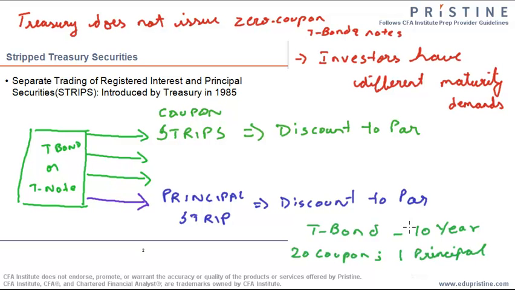So with the help of this separate trading of registered interest and principal securities, which was introduced by the Treasury in 1985, this treasury bond would now be converted into 20 coupon strips and one principal strip. So you're creating 21 securities out of this single security. And these securities should have a shorter maturity, right? So since they have a shorter maturity, investors who are unable to invest in this long-term treasury bonds would now be interested in investing in these coupon strips or the principal strips.